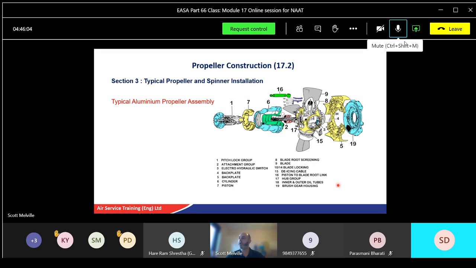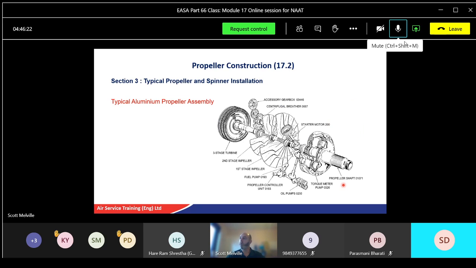Other components you might have are electrical hydraulic switches, back plates, pistons, cylinders. It all depends on the type of assembly you've got. Again, we'll look at this more in depth. This is just a little insight of what you might see if you take one apart.